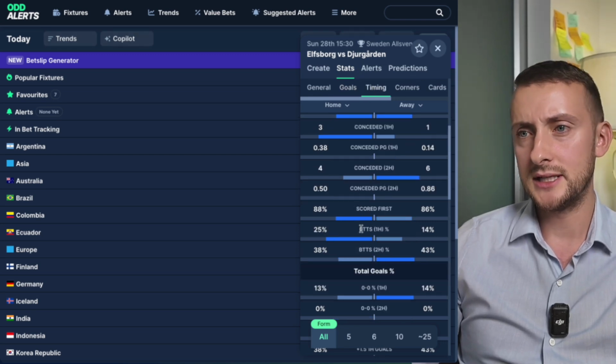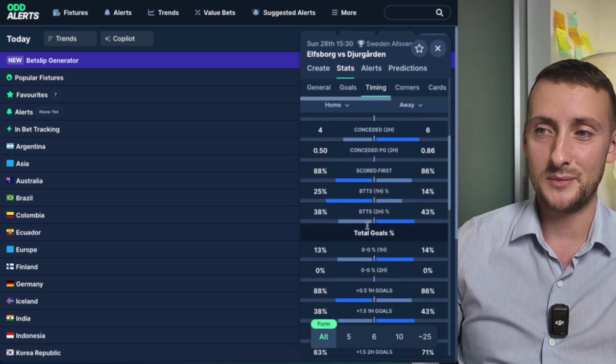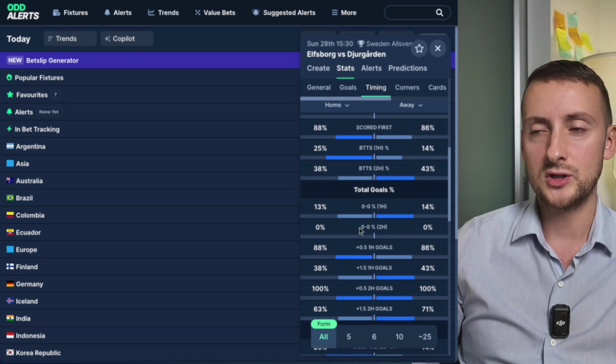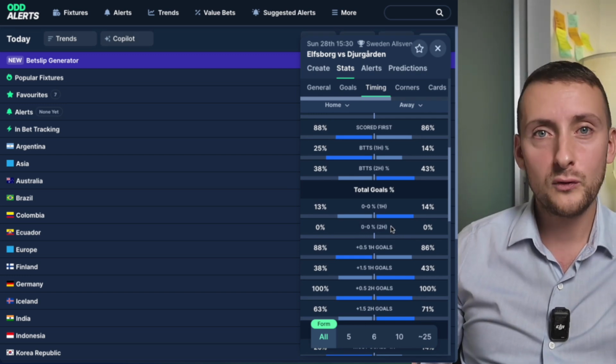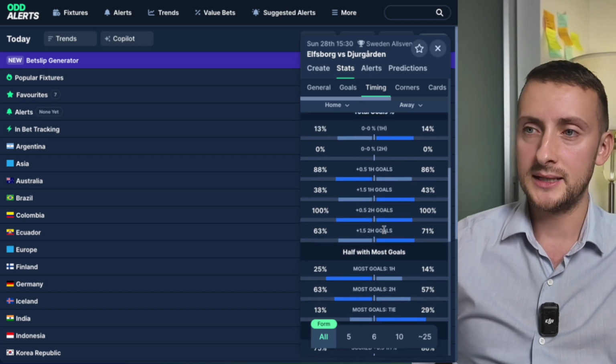Let's look at the timing data again, see if anything stands out. Both of these teams scoring first, both of these teams looking to take the game by the scruff of the neck. No nil-nils in the second half as well. So maybe a goal in both halves potentially. Let me know what you think about this one. Check it out on the website.